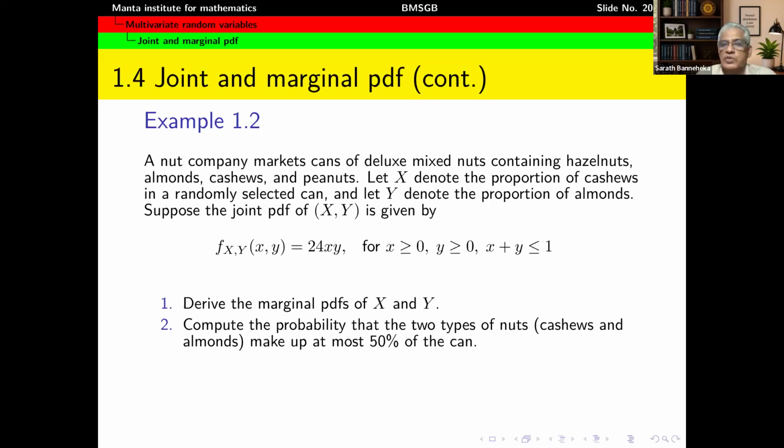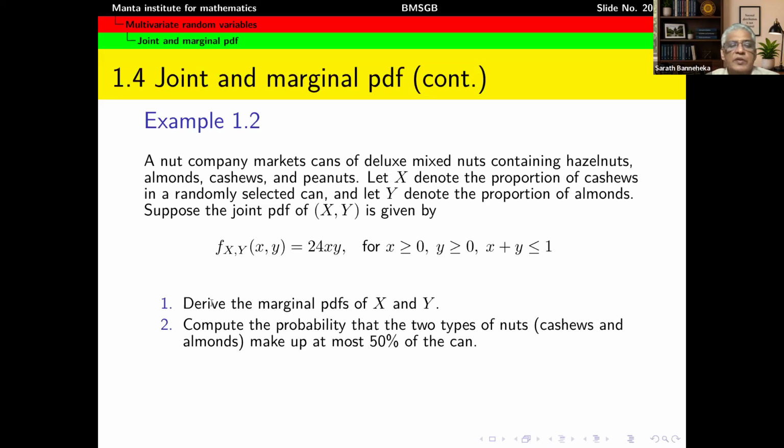It's a kind of interesting question. A nut company markets cans of deluxe mixed nuts containing hazelnuts, almonds, cashews and peanuts. Let capital X denote the proportion of cashews in a randomly selected can, and let Y denote the proportion of almonds, of course, in the same can. Suppose the joint probability density function of capital X, capital Y is given by this particular formula here.